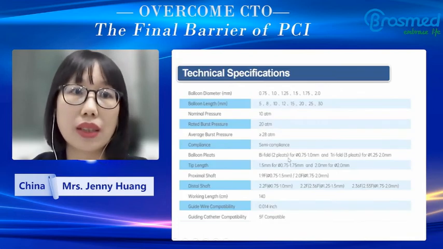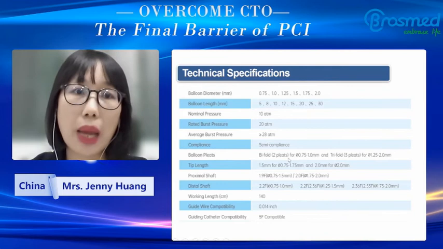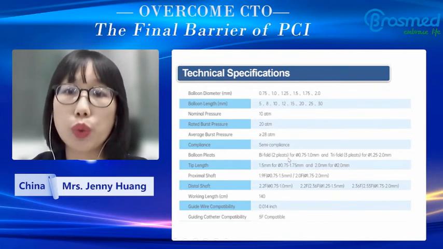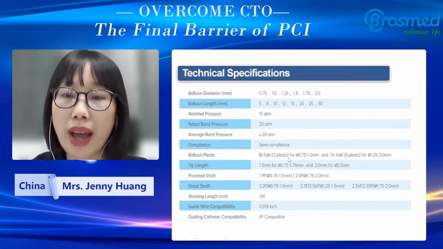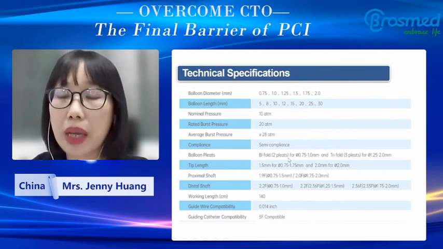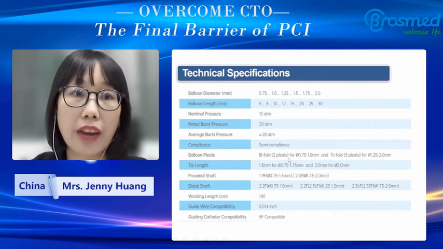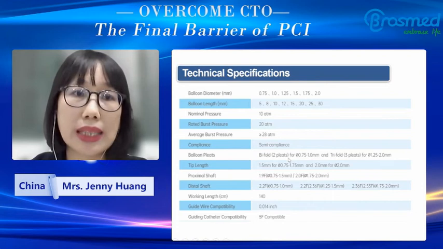So this is the technical specification. The balloon diameter ranges from 0.75 to 2 millimeter. The balloon length ranges from 5 to 30 millimeter. The RBP is 20 ATM. And the average burst pressure is up to 28 ATM.